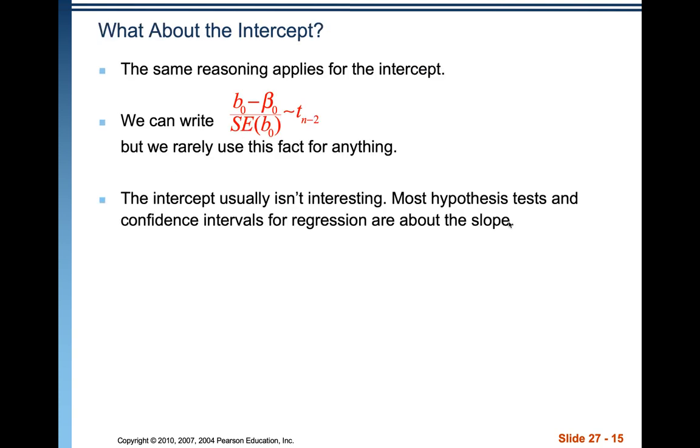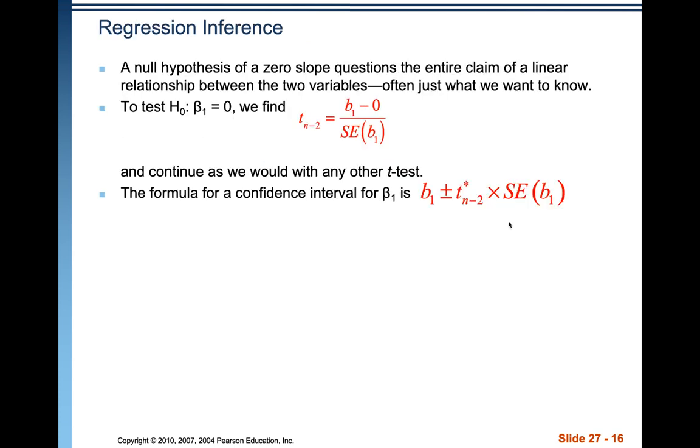What about the intercept? Well, we can write b naught minus beta naught over the standard error of b naught with t n minus 2 degrees of freedom, but we rarely use this fact for anything. The intercept usually isn't interesting. Most hypothesis tests and confidence intervals for regression are about the slope.